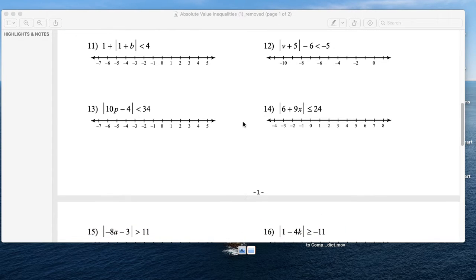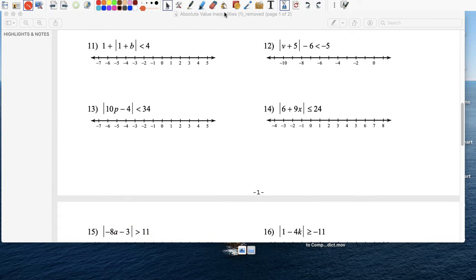Ooh, I got one. So on 12, likewise, I'm going to get rid of that minus 6, I'm going to do plus 6 on both sides. So 6 minus 6 goes away. I'm left over with absolute value of v plus 5, and then less than, and negative 5 plus 6 is 1. Okay, so this is a less than problem. So I know it's an and problem.